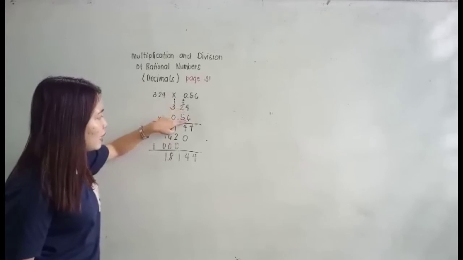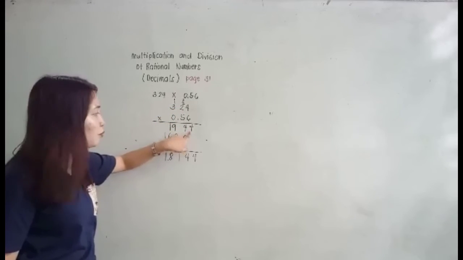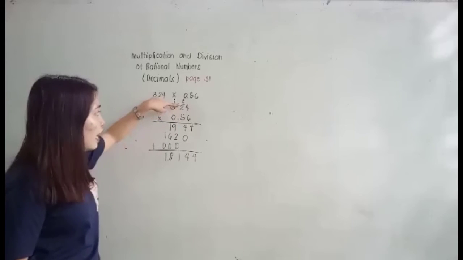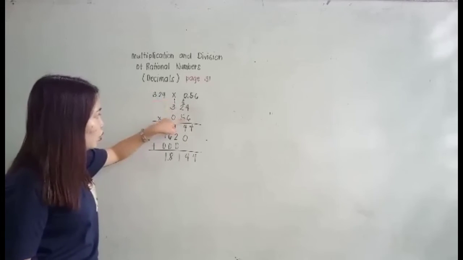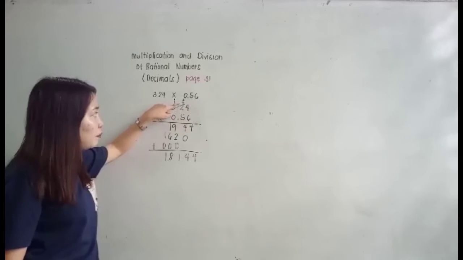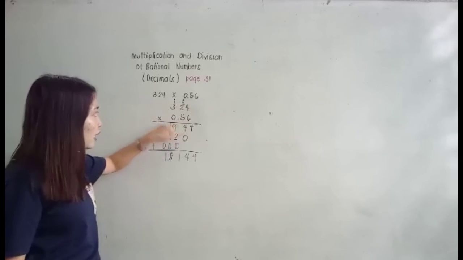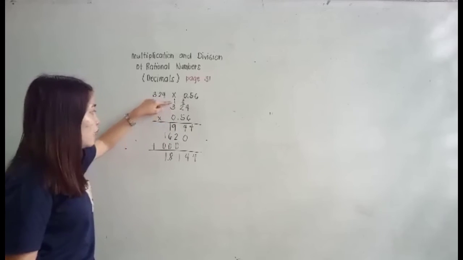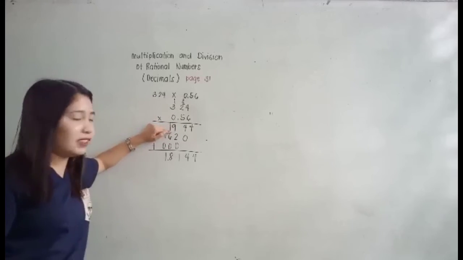So, 4 times 6 ay equals to 24. Yung 4 ilalagay natin dito and i-carry natin dito sa ibabaw ng 2. So, 2 times 6 ay equals to 12 plus 2 ay equals to 14. Then, carry 1. 6 times 3 ay equals to 18 plus 1 ay equals to 19.